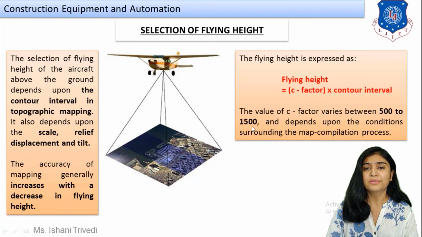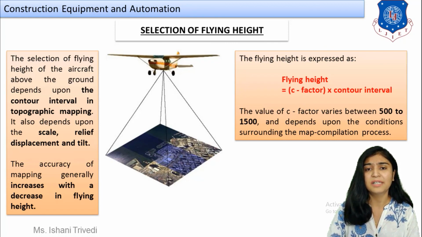So if I want to calculate the flying height, then flying height equals C factor multiplied by contour interval, meaning the distance between two consecutive contour lines for a particular area. That is your contour interval. The C factor varies from 500 to 1500, and it also depends upon the conditions surrounding the map compilation process.